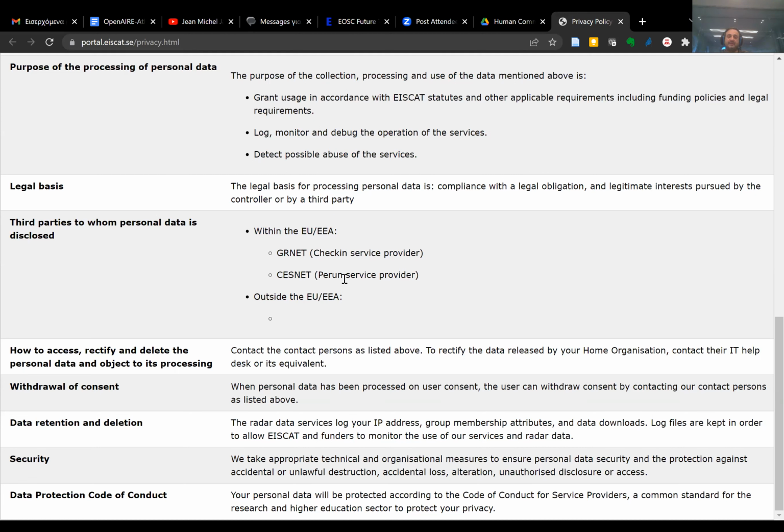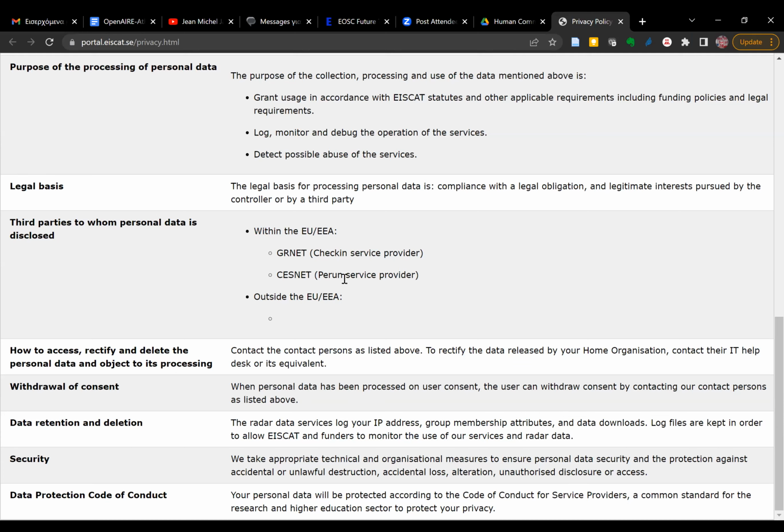First of all, if you have any providers or whatever entities to which you are providing data, you need to explain to the data subject why you're doing that. It could be just a GRNet, for instance. From their side, they should say, we provide your personal data to these service providers because we operate the check-in service.